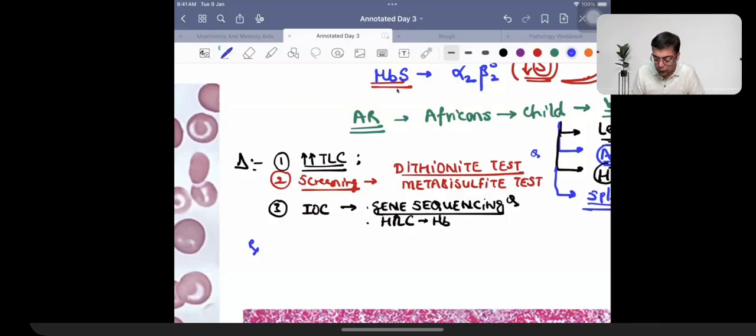When you're talking about the treatment, you have to give oxygen to the patient, you have to give fluids. Of course, at times you are going to require painkillers as well because the patients are having severe pain. That's what you need to remember. One example of a drug given to the patient has been asked in the exam. That drug is hydroxyurea.